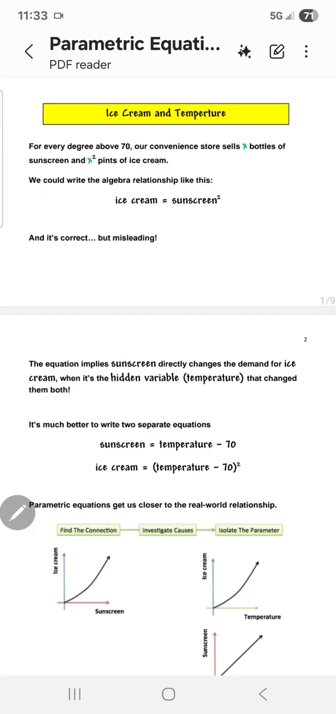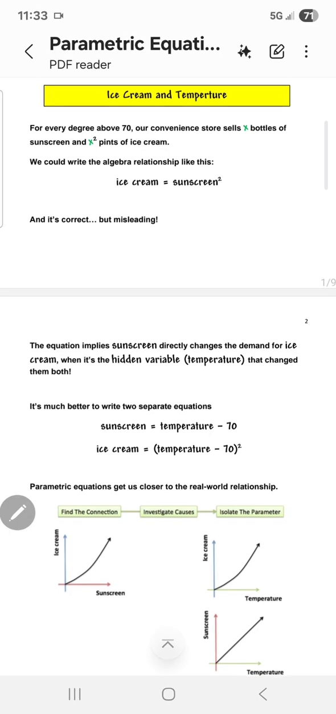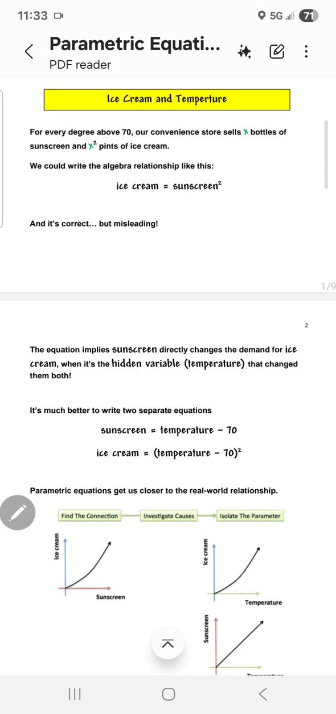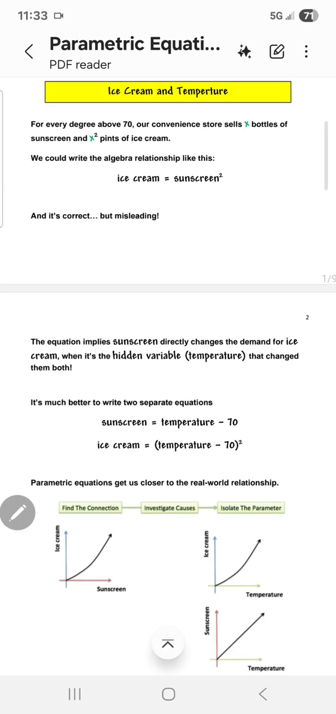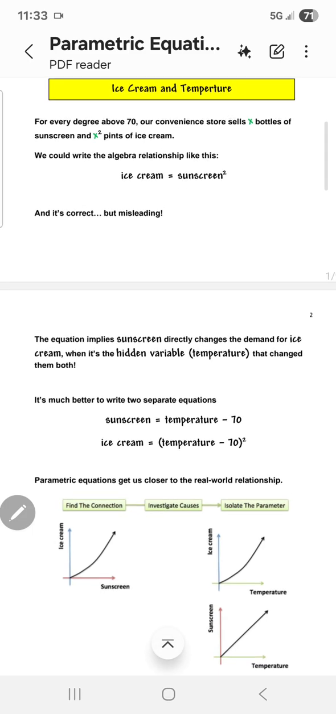Let's look at ice cream and temperature. So let's say for every degree above 70, the convenience store sells x bottles of sunscreen and x squared pints of ice cream. Could we write the relationship as ice cream equals sunscreen squared? Well, for every degree above 70, I am selling one bottle of sunscreen to two things of ice cream. And is it correct? Yeah, but it is misleading.